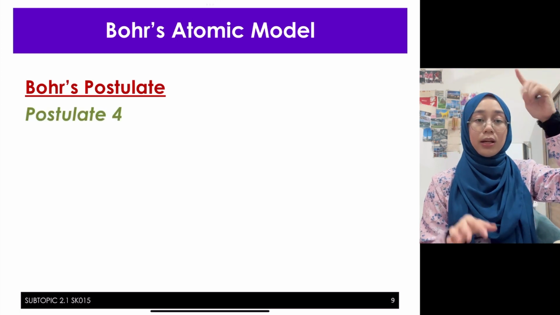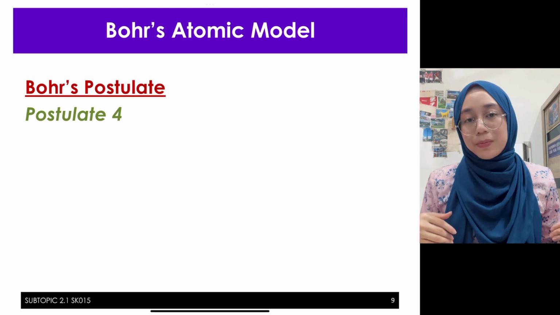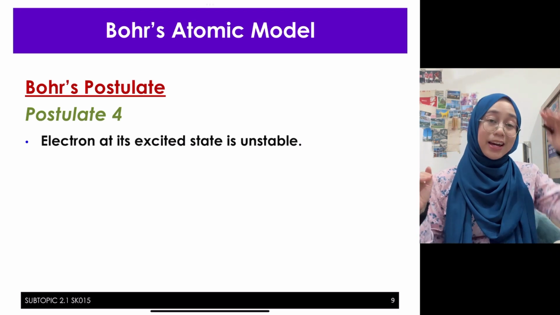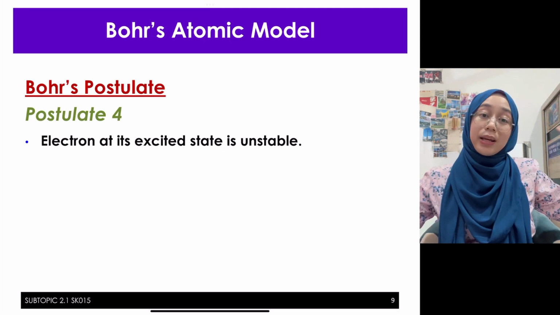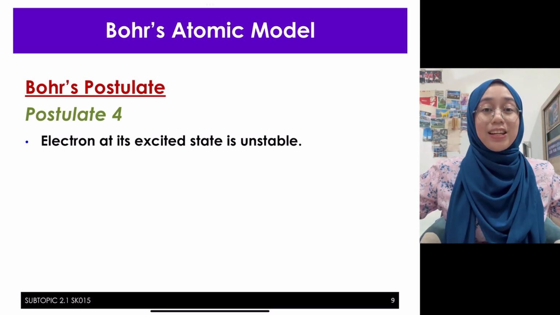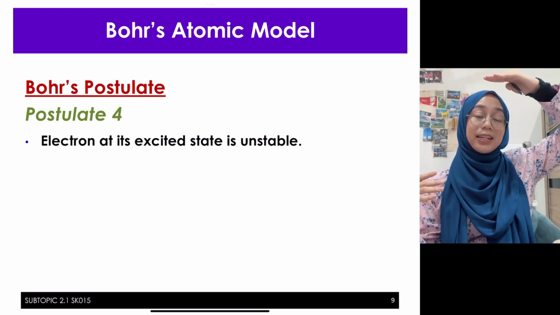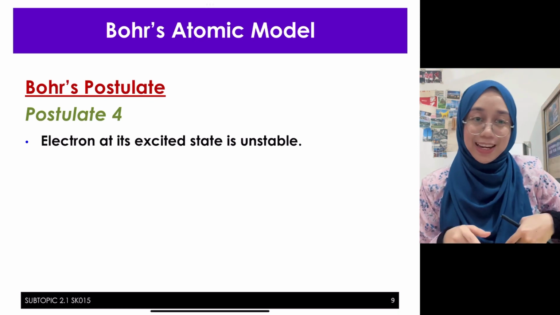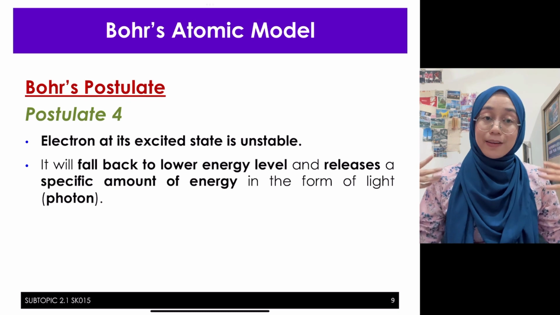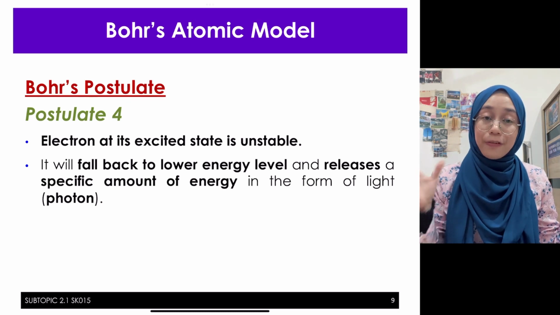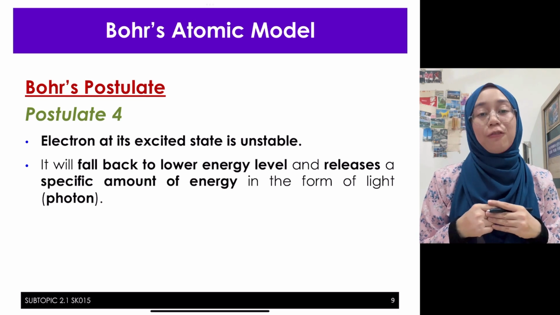So dekat excited state, bila energy kita very high kan, we become very unstable. Okay, so electron at its excited state is very unstable. So bila dia very unstable, what happens is dia akan start release energy. So the moment dia start release energy, what happens then? Bila dekat atas, dia release energy, dia akan jatuh bawah balik. Okay, so it will fall back to a lower energy level and dia akan release a specific amount of energy in the form of light, ataupun sometimes kita sebut in the form of photon.